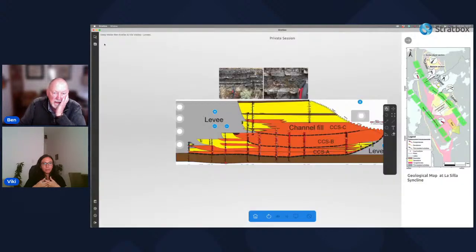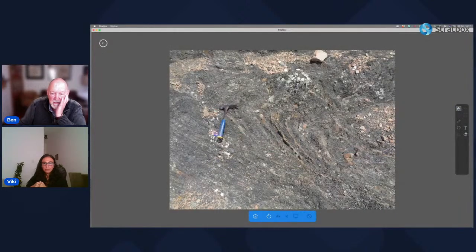Something else we commonly see, of which there's an example here, is that on the side of the levee facing inwards towards the channel, you often get these collapses. So this is levee sediment, but it's chaotic because it's collapsed inwards towards the channel.